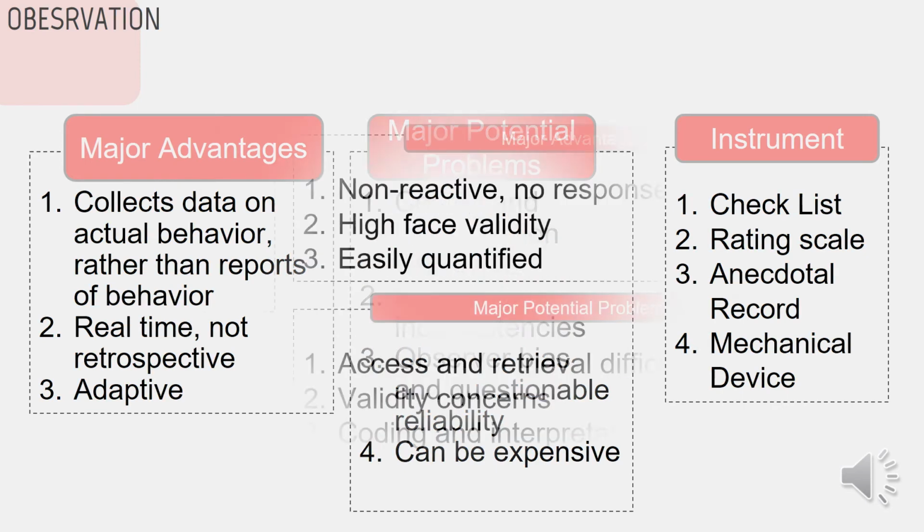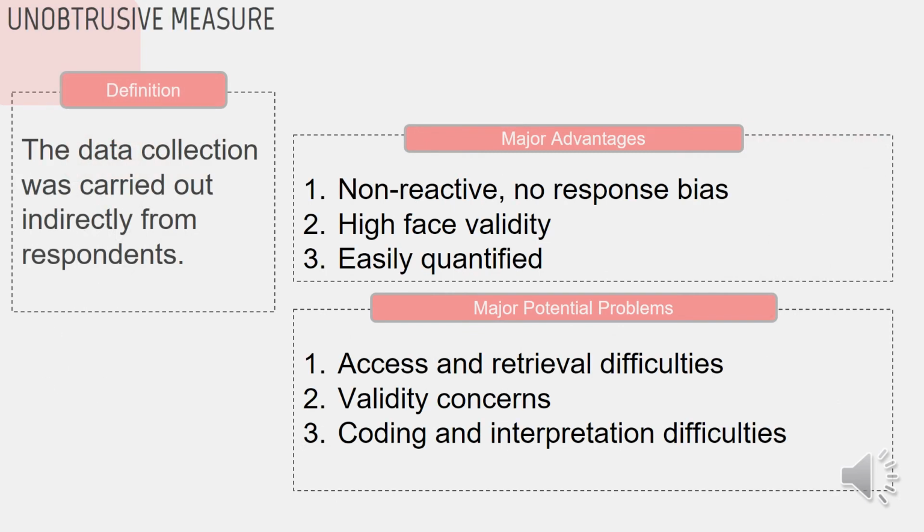Unobtrusive measure. Definition: the data collection is carried out indirectly from the respondent. Major advantages: 1. Non-reactive, no response bias. 2. High face validity. 3. Easily quantified. Major potential problems: 1. Access and retrieval difficulties. 2. Validity concerns. 3. Coding and interpretation difficult. Examples of this method are attendance, tardiness, performance, meeting notes, and campaign notes.